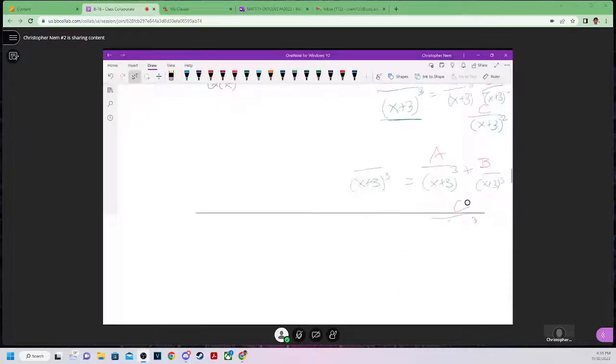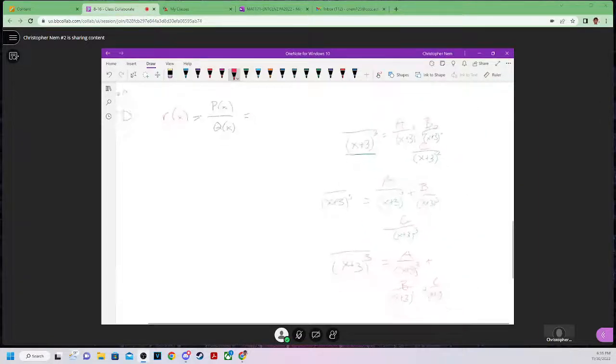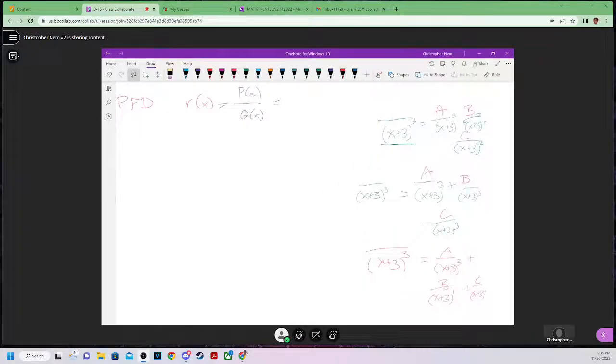I can also have a situation where I have x plus 3 cubed. If I break this up, it can be broken up into x plus 3 cubed plus something over x plus 3 to the first power plus something over x plus 3 to the first power. So it's hard to actually list all these possibilities.